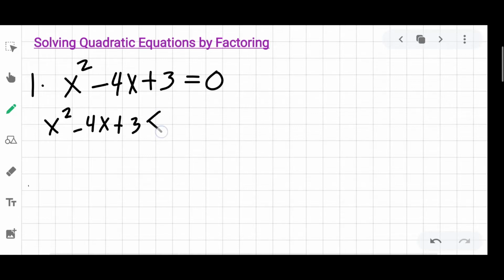Ano nga ba ang factors ng 3? So, ang factors ng 3 ay 3 times 1. Dito, kailangan nating makuha ang numerical coefficient sa middle term, which is negative 4. Para makuha natin yung negative 4, what do you think will be the sign of our 3 and 1? Dapat, ang magiging sign nila ay both negative.